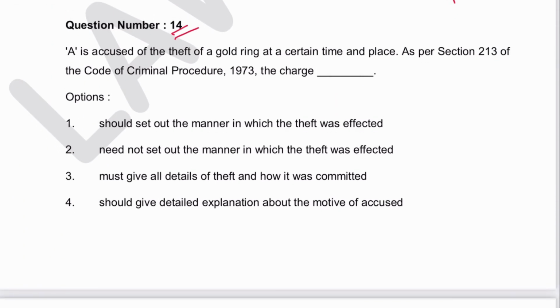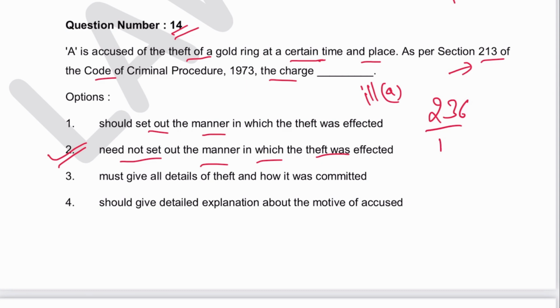Next is 14. A is accused of theft of a gold ring at a certain time and place. As per section 213 of the CRPC, the charge should set out the manner, or need not set out the manner in which theft was effected. 2 is the answer. This is illustration A in section 213. Now the section has become section 236 in BNSS.